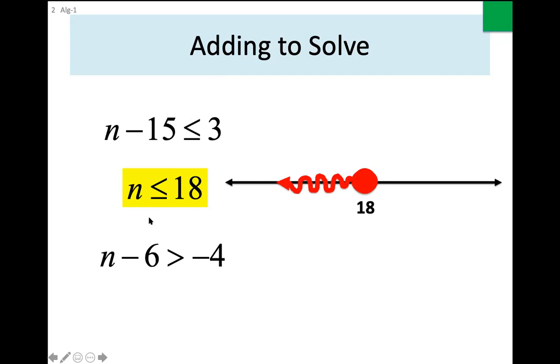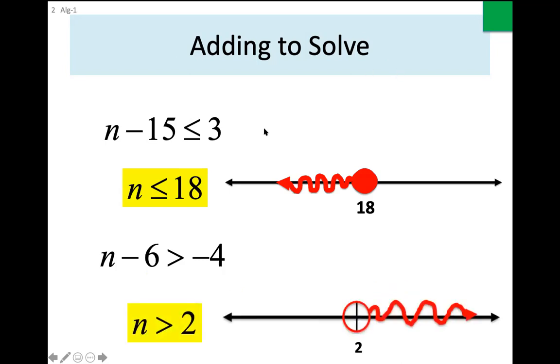Second one, variables on the left, 6 is attached by subtraction, so we want to add 6 to both sides. Draw a line. N greater than 6 minus 4 is 2. Number line. 2 is in the middle. It's going to be an open circle. N is greater than 2, so the solutions live to the right. So there is one done in real time, and it's not too bad. Okay. Questions? Here it is nice and pretty.